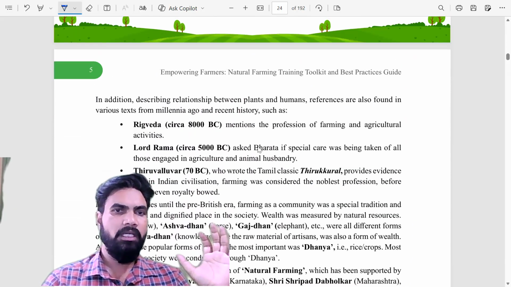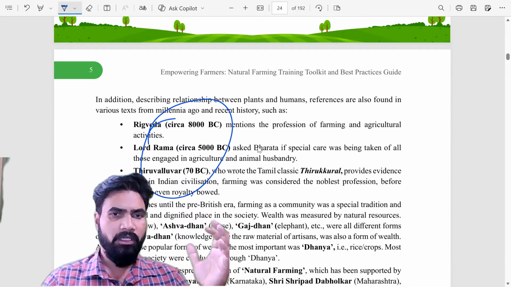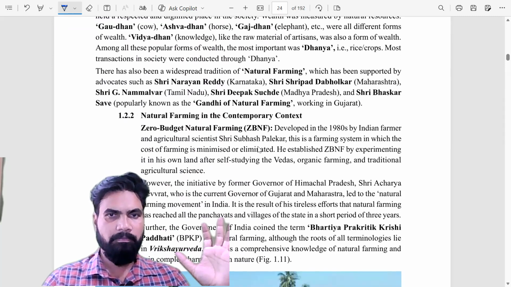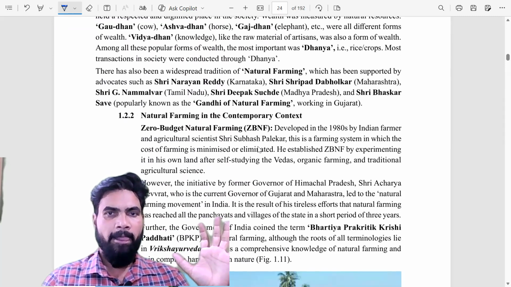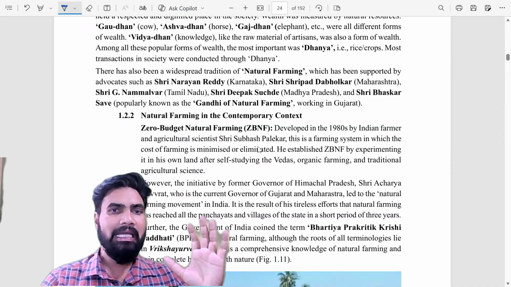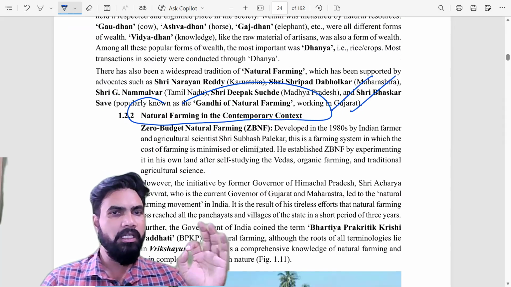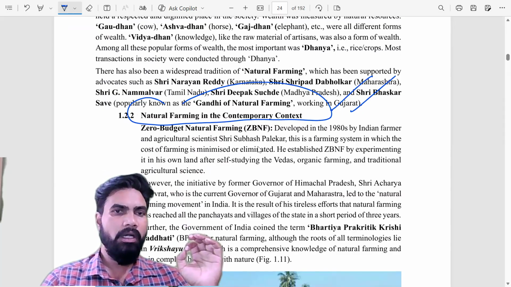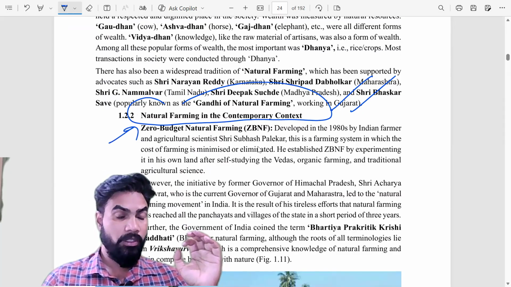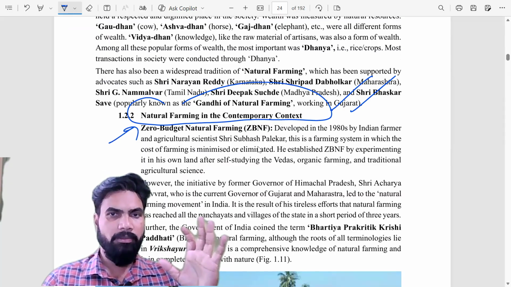There is evidence that it is mentioned in the Vedas also. Okay, but you need not worry. Then, we will try and understand natural farming in the contemporary context. That is very, very important. In the current context, it is called zero budget natural farming, ZBNF.